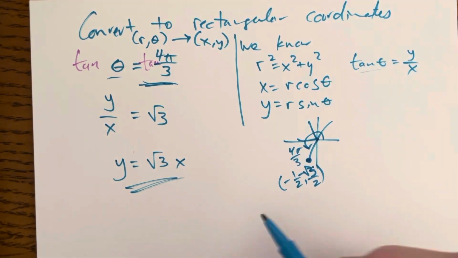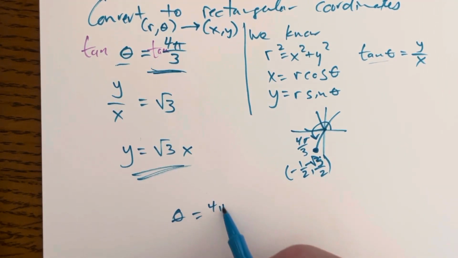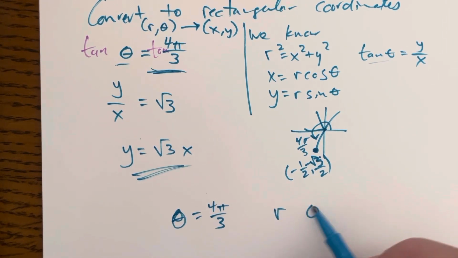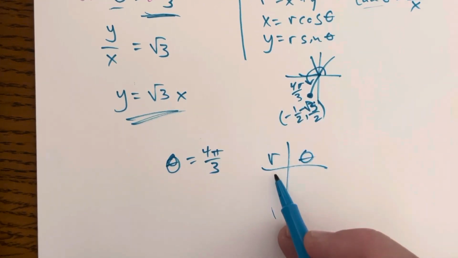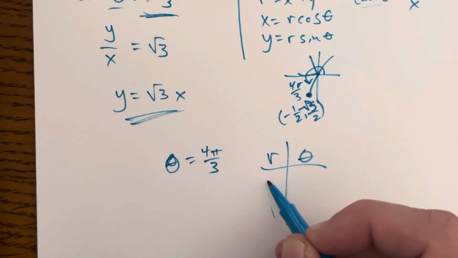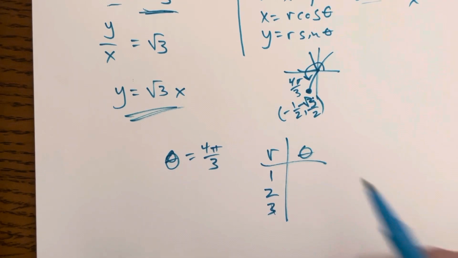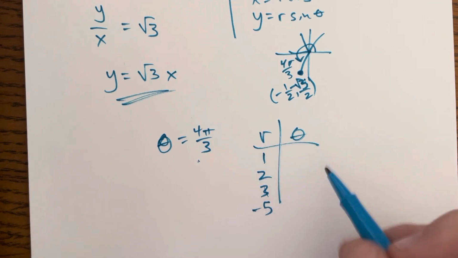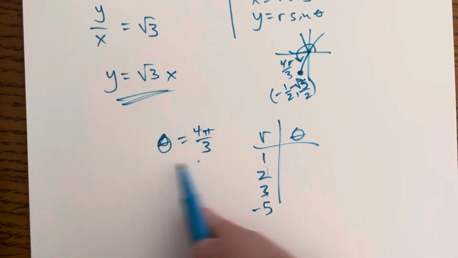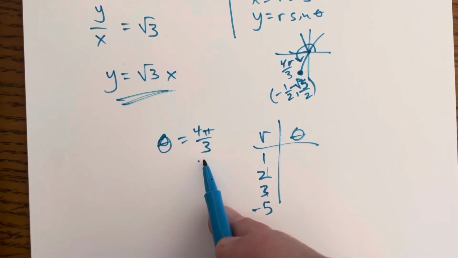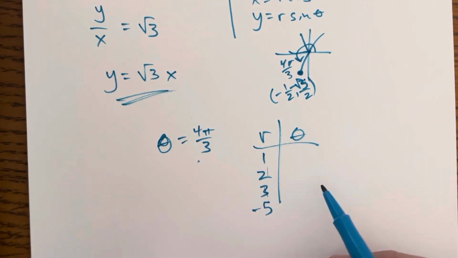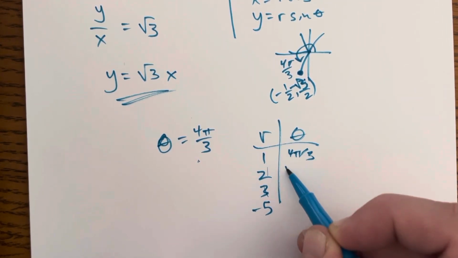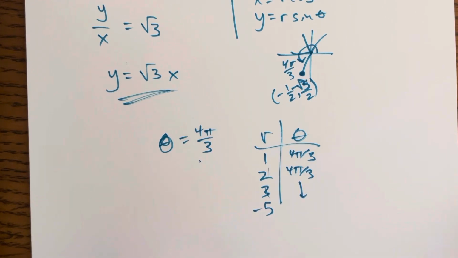So if we think about what we started with, theta is 4 pi over 3, then we can think about this the same way we did the last one, right? If I'm thinking about pairs, any radius that I choose, choose 1, choose 2, choose 3, choose whatever you want, -5, we can choose that one. Well, plug r equal whatever into here, and no matter what, r doesn't matter. It's always going to be that angle. So we got 4 pi over 3, 4 pi over 3, all the way down it's 4 pi over 3.